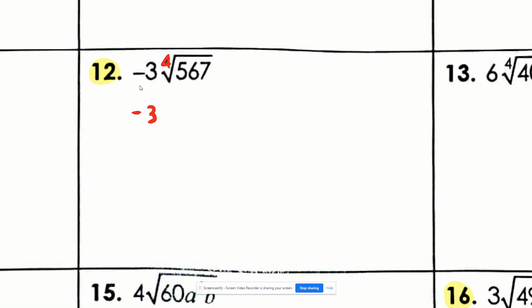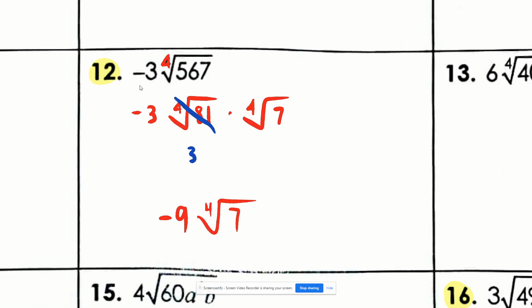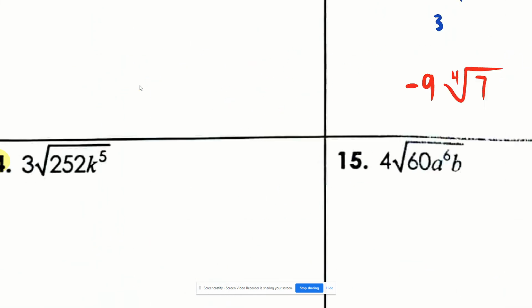So that's how I'm going to break it down. I'm going to use the fourth root of 81 times the fourth root of 7. It went into 567 7 times. So that 81 being a perfect fourth gets to break out of there as a whole number 3. Okay? So now we've got negative 3 and positive 3 on the outside. We're going to multiply those. That's negative 9. And stuck inside the fourth root is 7. So it's negative 9 times the fourth root of 7. Okay, hopefully you got that one right.